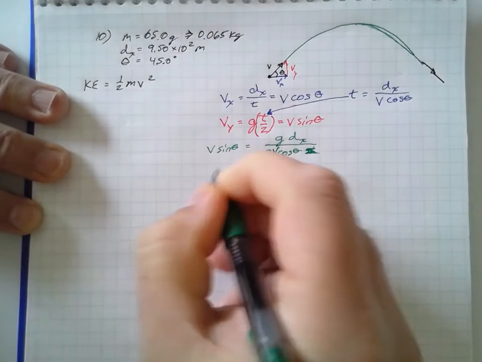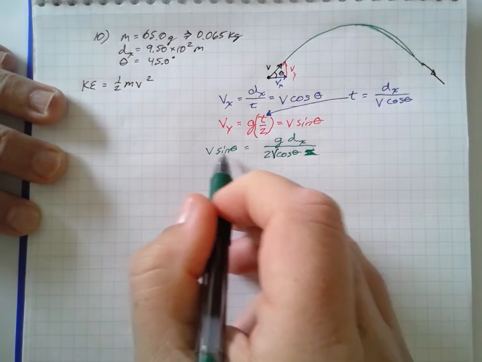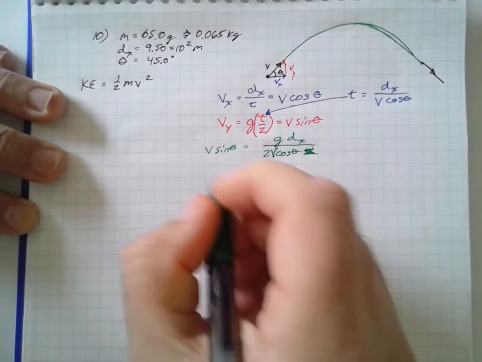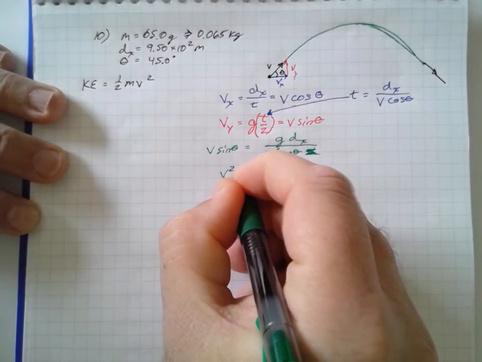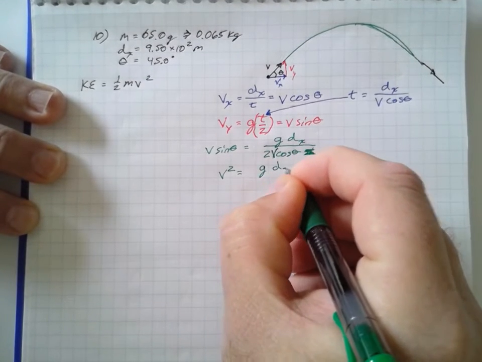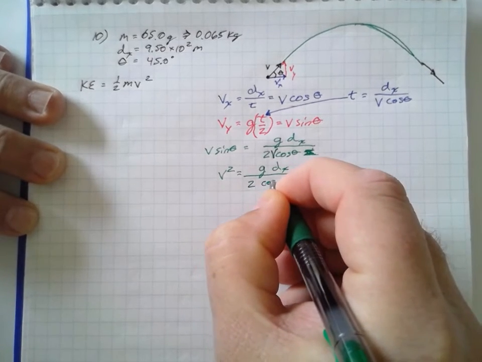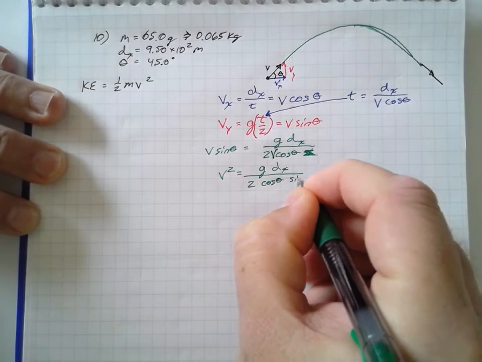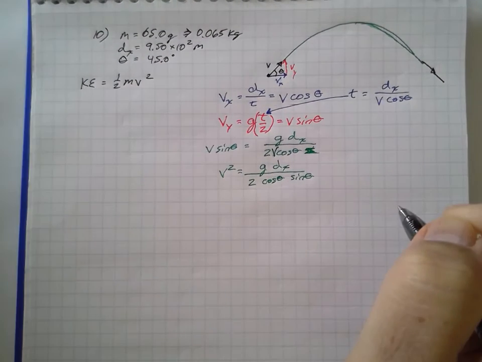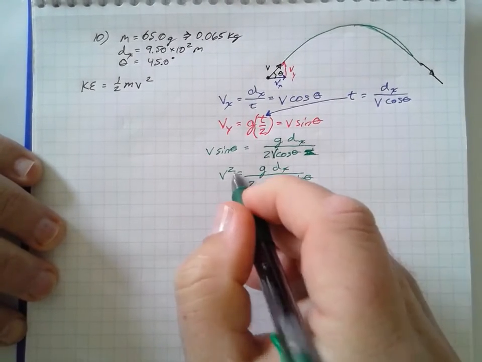So now what I'm going to do is take the V here and move it up to the top, and take the sine theta and move it down here. But what do I get when I have V times V? That equals V squared. So I still have g dx divided by 2 cosine theta sine theta. So now we put in our numbers, and to get this, we're going to end up doing a square root.